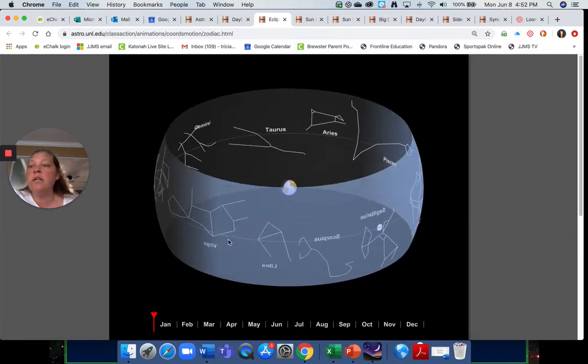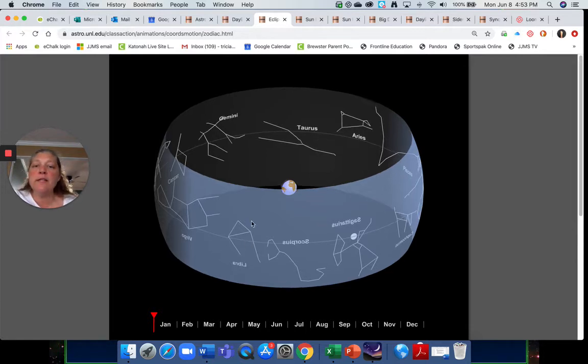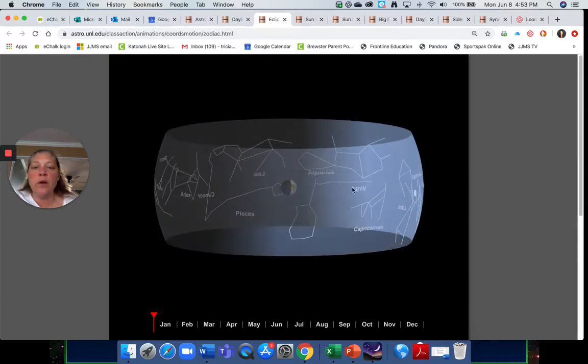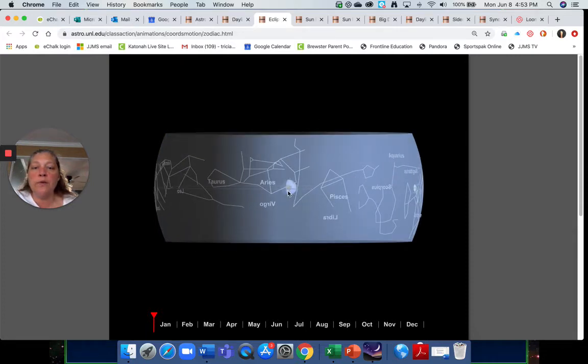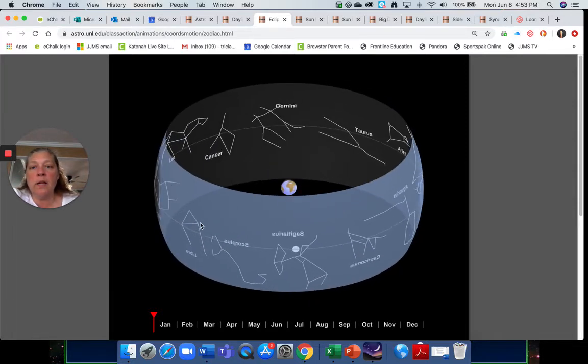These are the signs of the zodiac. These constellations are right in line with the equator. Everyone see how there's the Earth, there's the equator, and if you go out from the equator, they're kind of in line with the equator. So if you know your sign, you might, you might not. Me, I'm a Cancer.